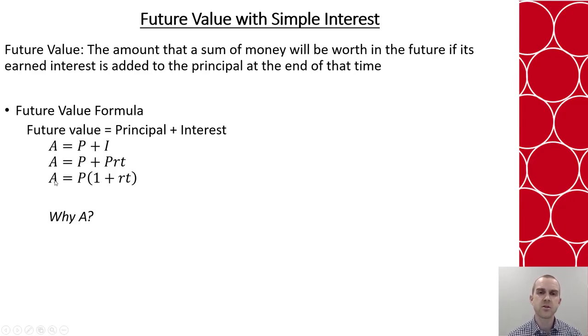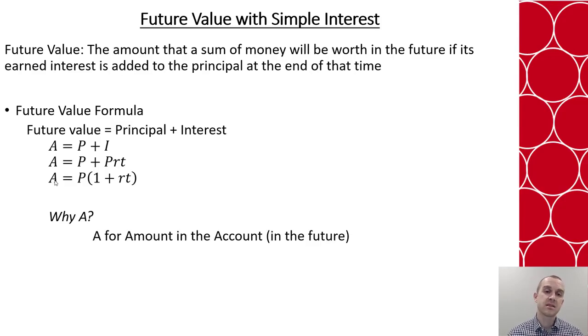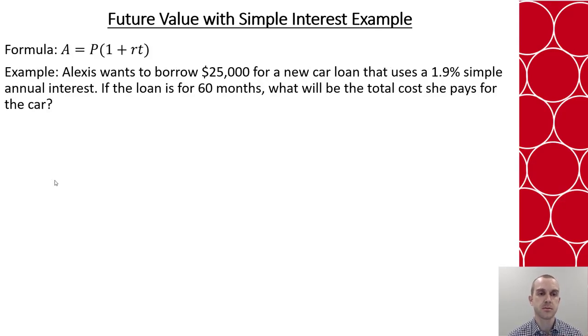Now, why do they use A? I can't say for sure, but my guess is that the A is for the amount in the account in the future. That's how I think about it. So let's look at a few examples.